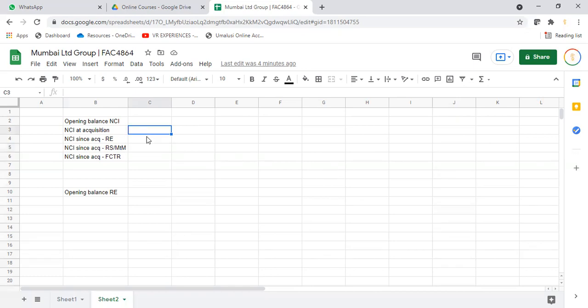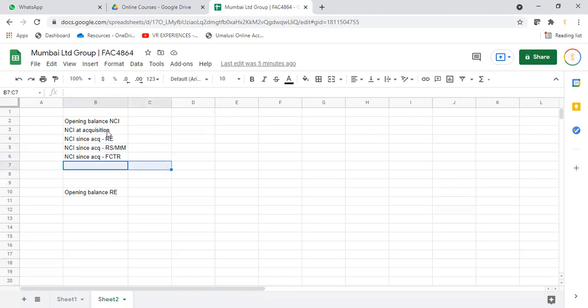This is the way I set this up, which is how I fetch a number from a calculation I have done before. And this is what the opening balance for NCI would look like: NCI at acquisition, plus NCI since acquisition retained earnings, plus NCI since acquisition OCI. Remember, OCI can have revaluation surplus and mark-to-market reserve, and then I show the FCTR separately, because it's a different way of calculating that. So this is basically going to be your opening retained earnings.